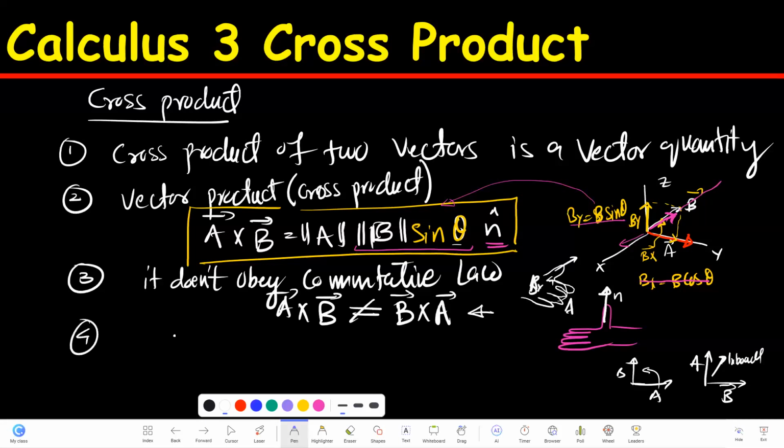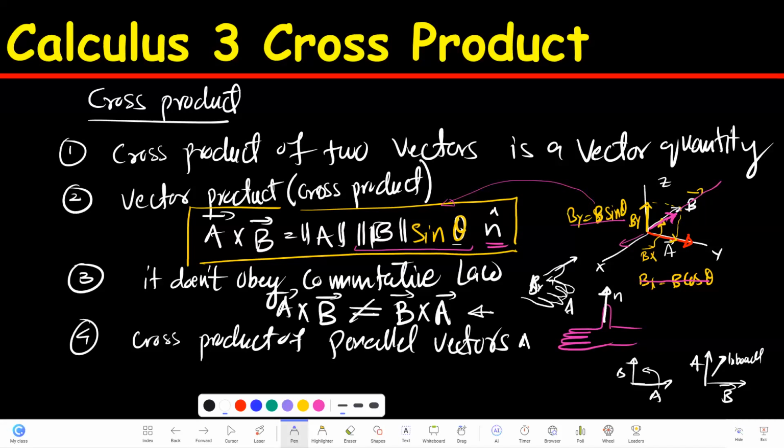Number 4, cross product of parallel vectors, like A cross B. A cross B is equal to 0. We already talked about that. If two vectors are parallel, their cross product should be 0.